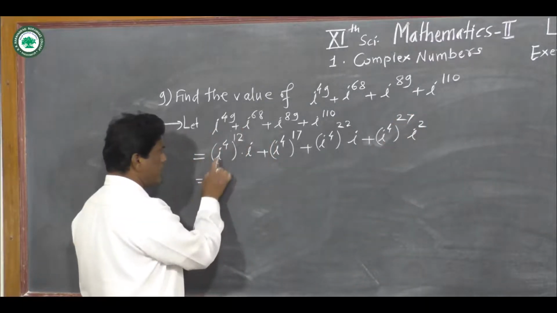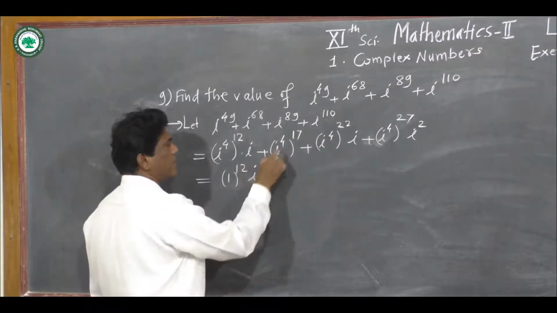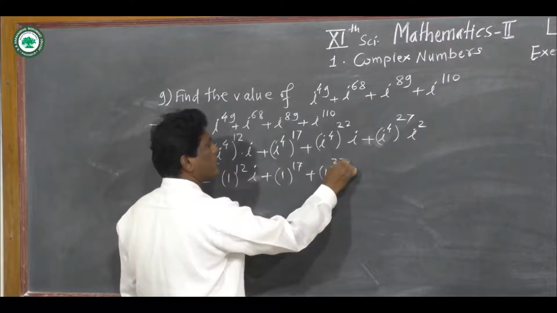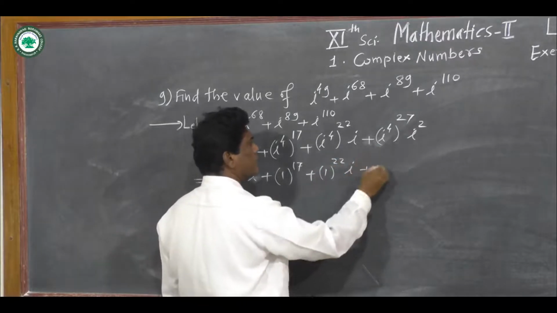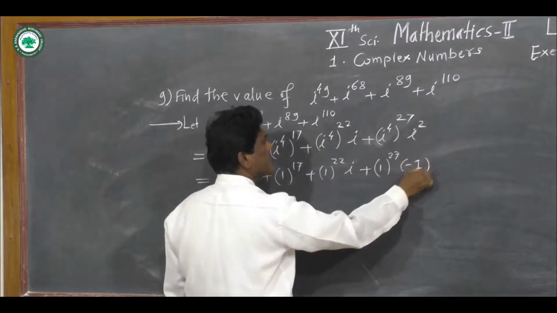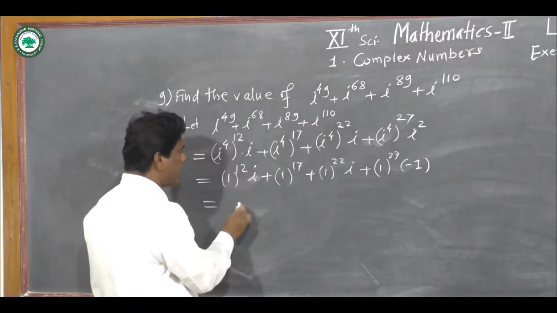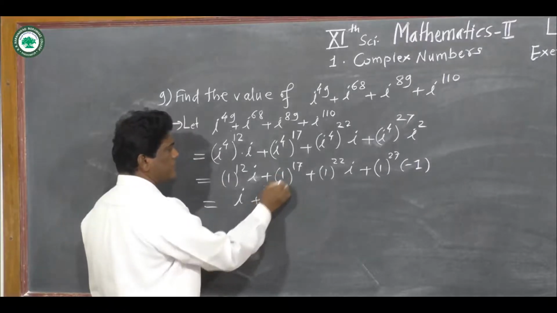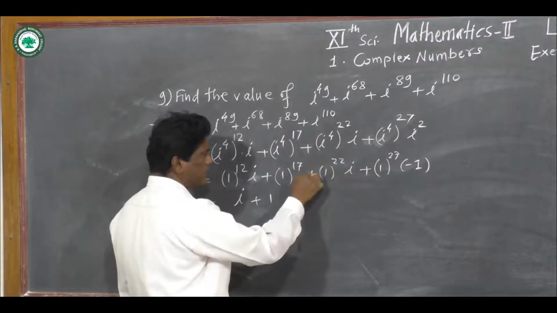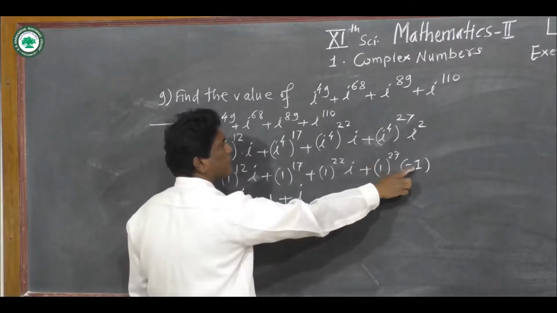And so here i to the power 4 is 1, 1 to the power 12 into i, this i. Plus here i to the power 4, 1 to the power 17. Plus here i to the power 4, 1 to the power 22 into i. And plus here i to the power 4, 1 to the power 27. i squared is here minus 1. So 1 to the power 12 is 1, 1 into i, that is equal to i. Plus here 1 to the power 17, it is 1. Here 1 to the power 22, 1 into i, that is plus i. And here 1 to the power 27, it is 1 and into minus 1, that is minus 1.